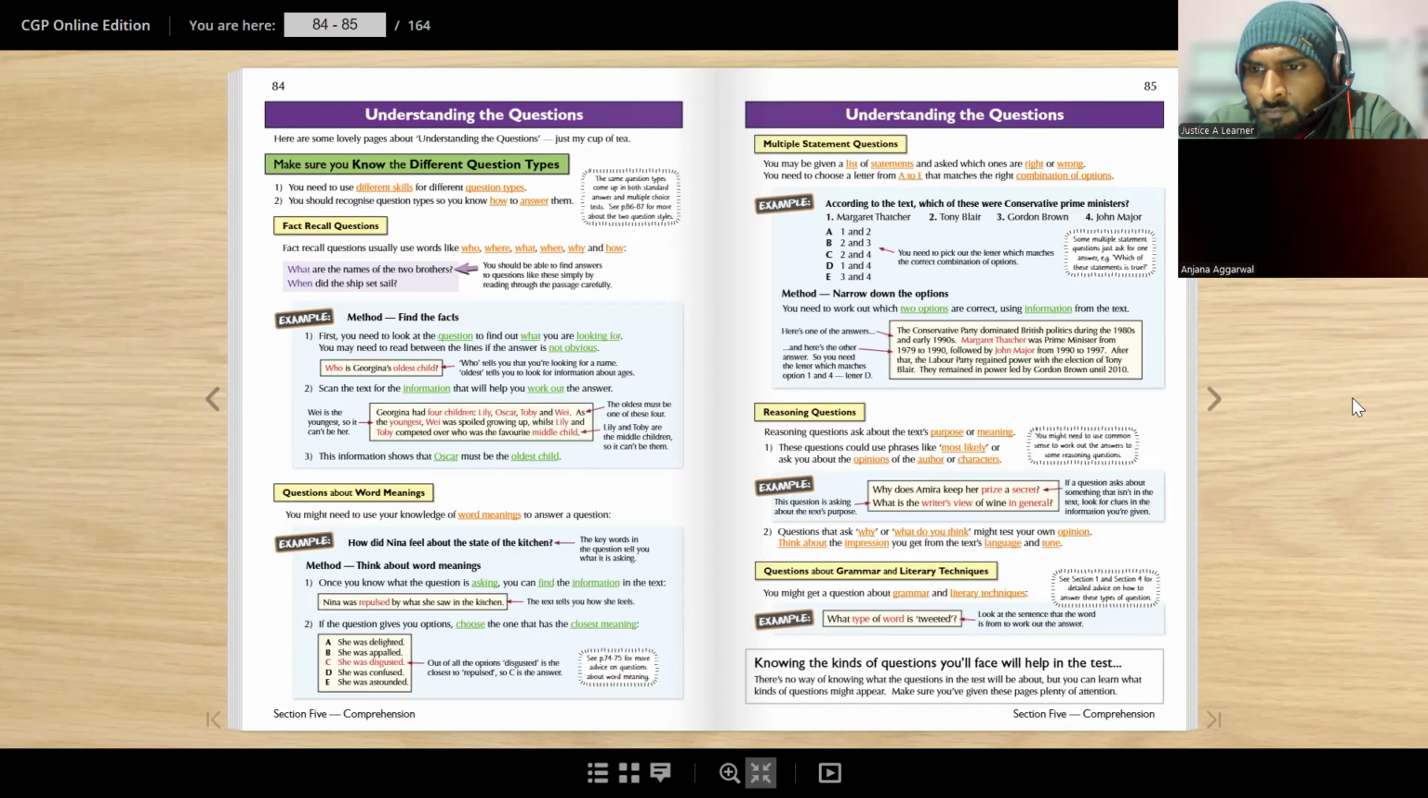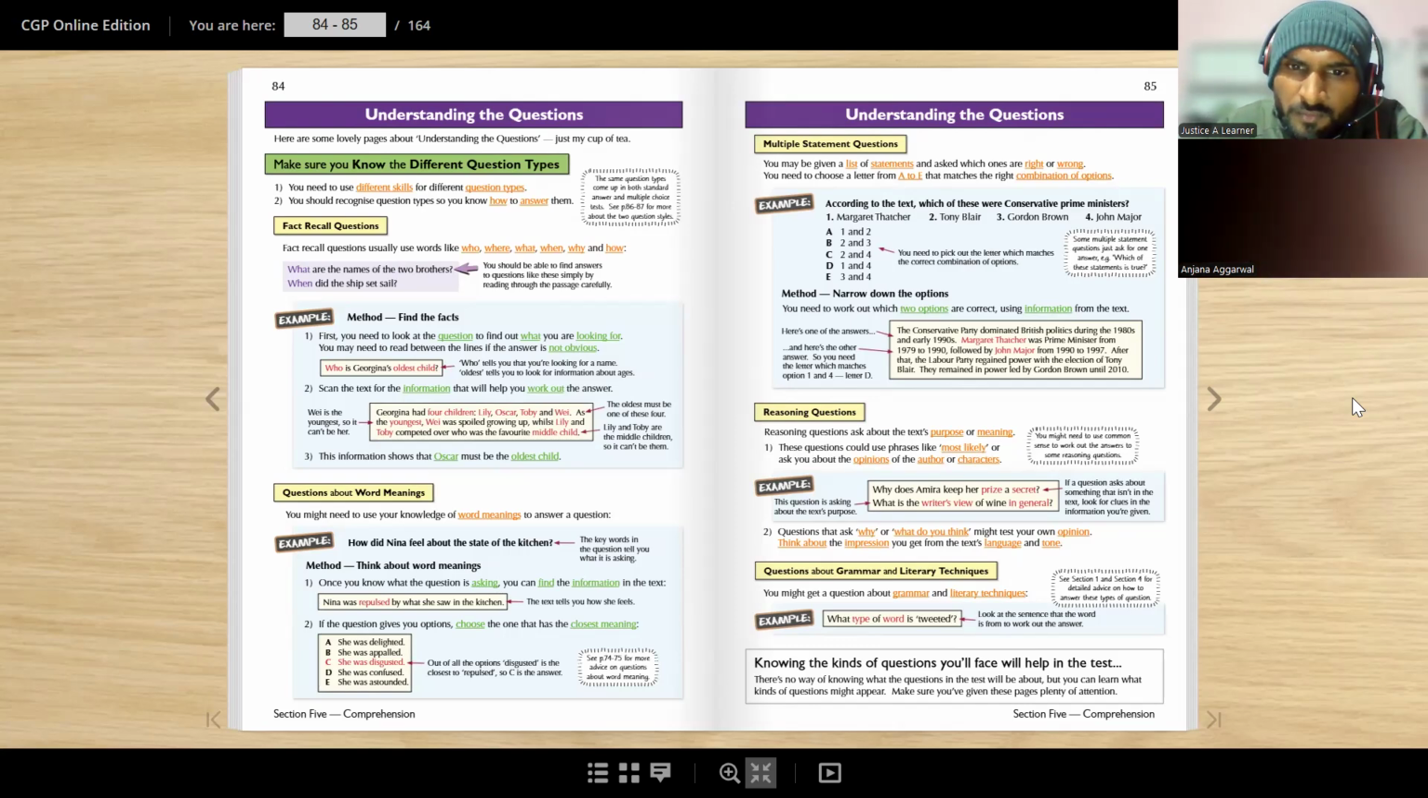What does conservative mean? Conservative? Yeah.